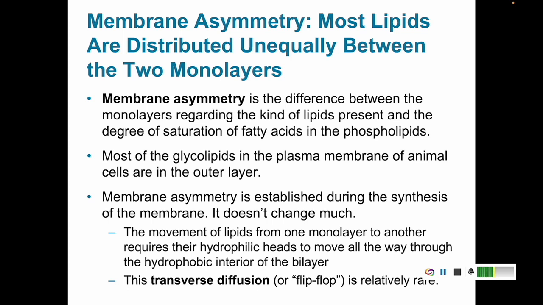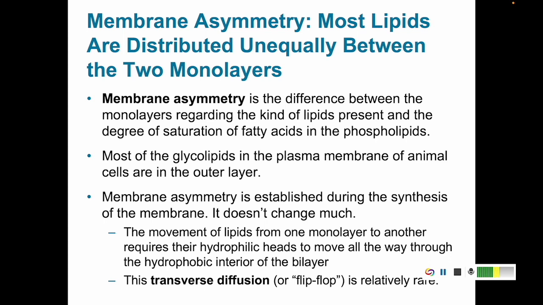Membrane asymmetry is usually established while the membrane is being made. And after that, it really doesn't change much. Once something is determined that it is going to point out of the cell or point into the cell, that's pretty much how it's going to be. Movement of a lipid from one monolayer to another would require its hydrophilic head going through that hydrophobic interior, which just isn't chemically usually going to happen.